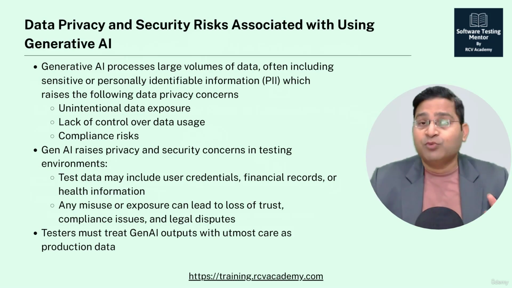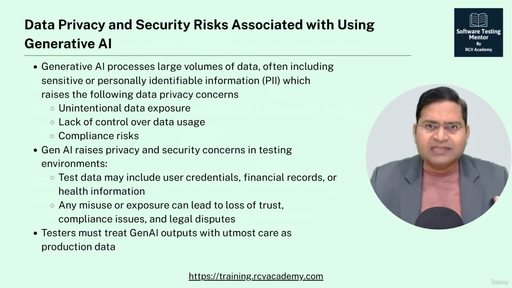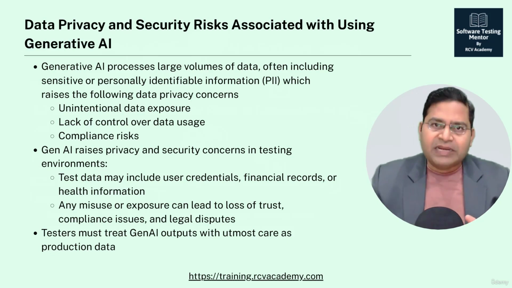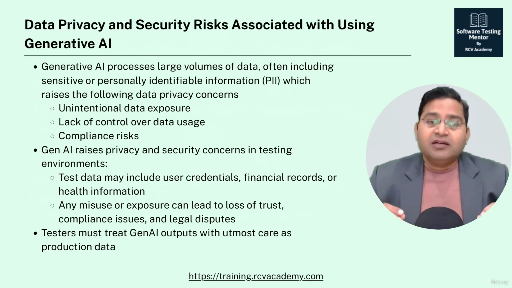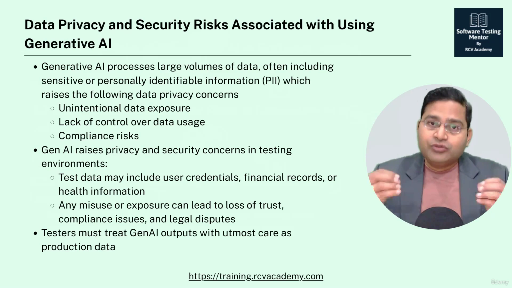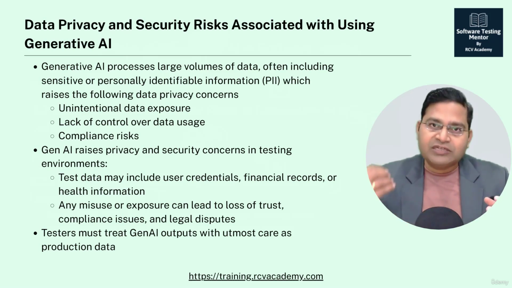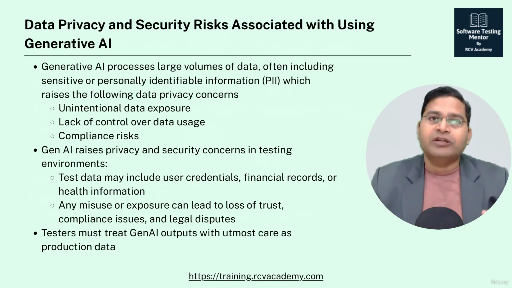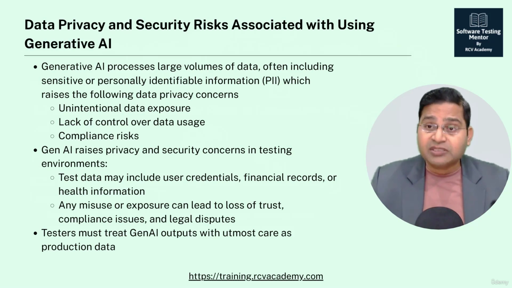Any misuse or exposure of this data can lead to loss of trust in that bank and to compliance issues. Government might have a lot of compliance and regulatory issues that the organization might get into. As a tester, you should treat Gen AI outputs with utmost care. Whatever output you are getting, make sure that you cross-check it before using it either in the test environment, in the actual testing, or pushing it further. So that's a very important aspect to understand: why the security risk and the data privacy risk exist.